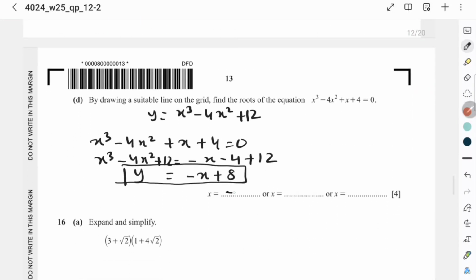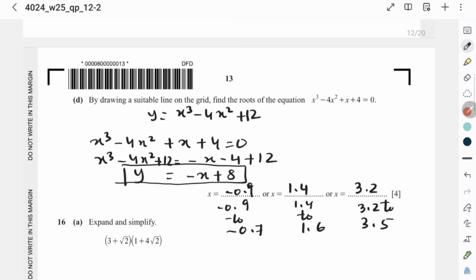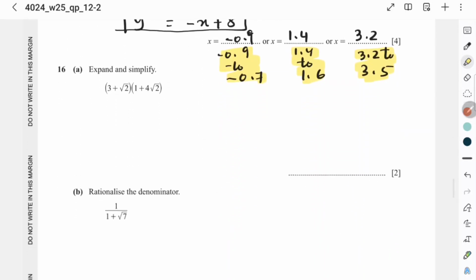Minus 0.9, 1.4 and 3.2. In the marking scheme, it is minus 0.9 to minus 0.7. And then you have 1.4 to 1.6. And then you have 3.2 to 3.5. They are the answers given. This is the range given in the marking scheme. Okay. Now question number 16.